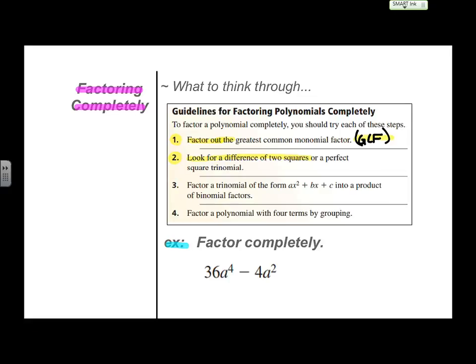What do you see in the example we're about to look at? Yeah, that's a difference of 2 squares. That looks weird. Hold on, wait.